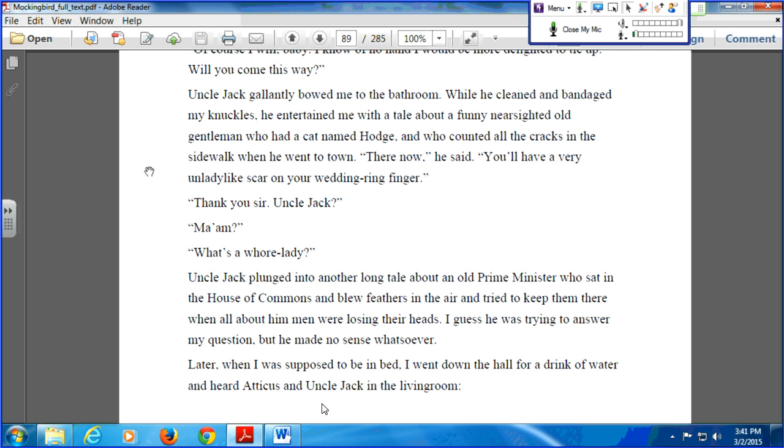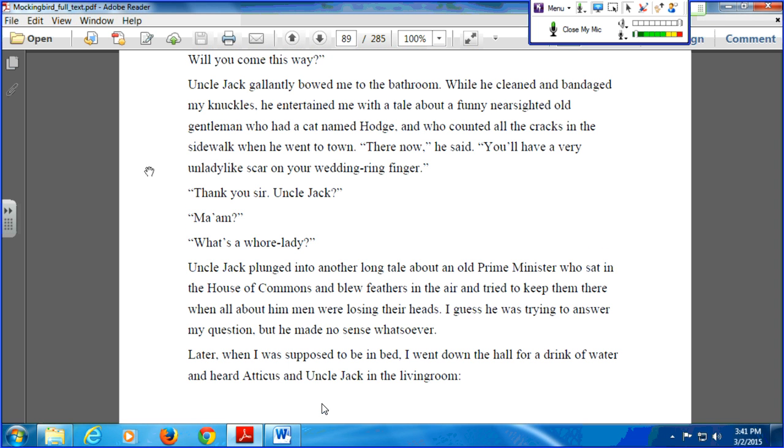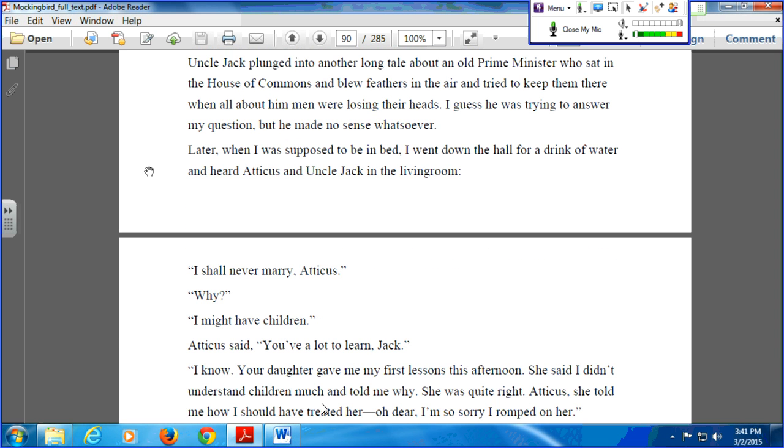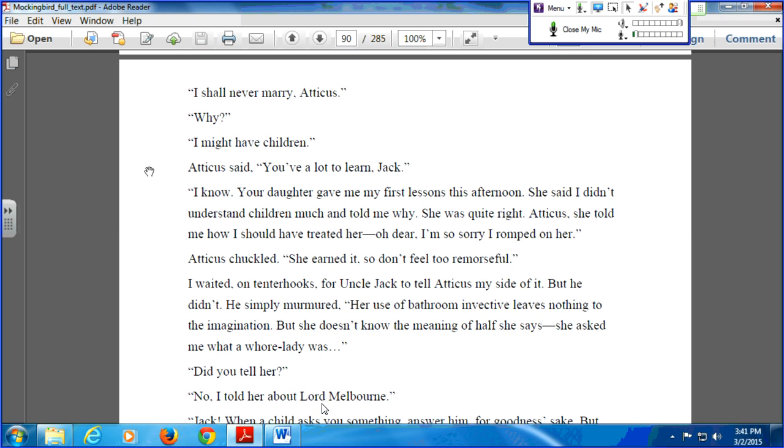Later, when I was supposed to be in bed, I went down the hall for a drink of water and heard Atticus and Uncle Jack in the living room. "She'll never marry. Why? I might have children." "You have a lot to learn, Jack. You know, your daughter gave me my first lessons this afternoon. She said I didn't understand children much and told me why. She's right, Atticus. She told me how I mistreated her. Oh dear, I'm so sorry I romped on her." Atticus chuckled.